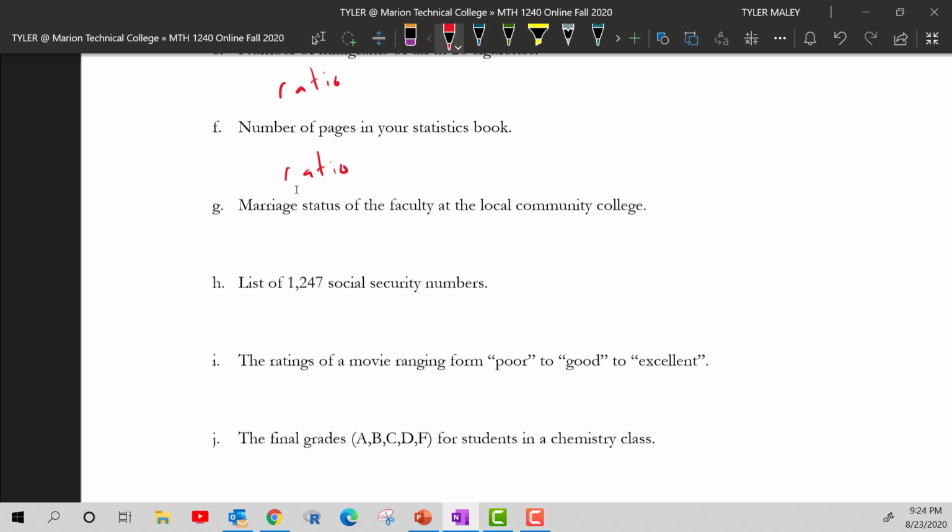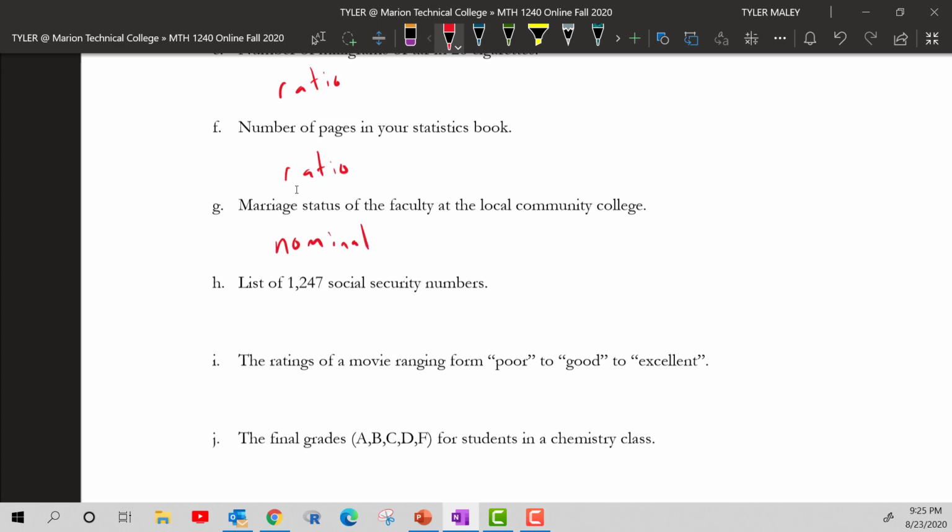G, marriage status of the faculty at the local community college. So that's a qualitative measurement, and order doesn't make sense here. If you're married or unmarried or divorced or widowed, whatever your marriage status might be, it doesn't mean you have any kind of order to that. So that would be nominal.